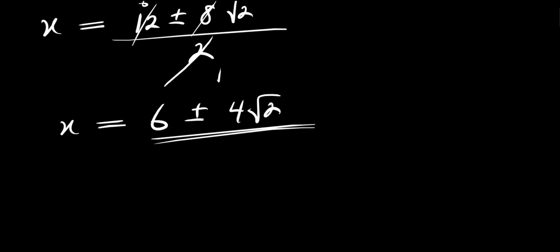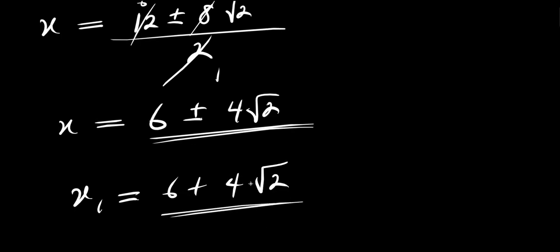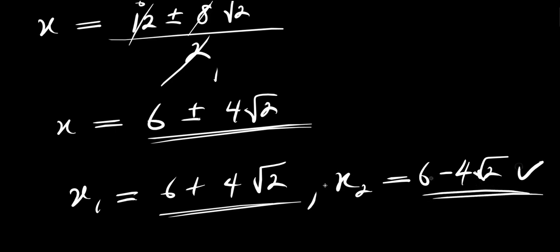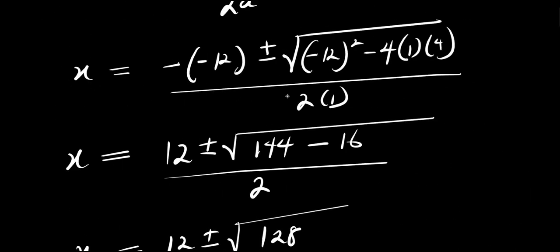So we have two values for x. We have x1 equals 6 plus 4 root 2. They are not actually complex values. These are real values. And we have x2 equals 6 minus 4 root 2. So these are the two values for x, 6 plus 4 root 2 and 6 minus 4 root 2.